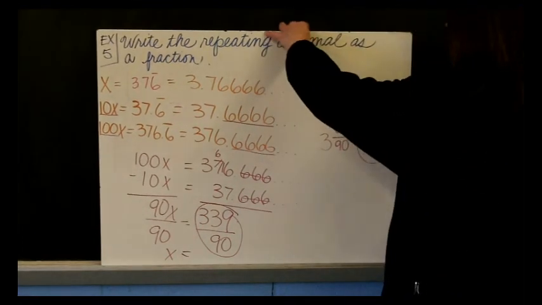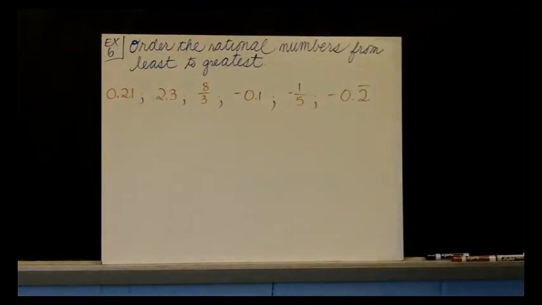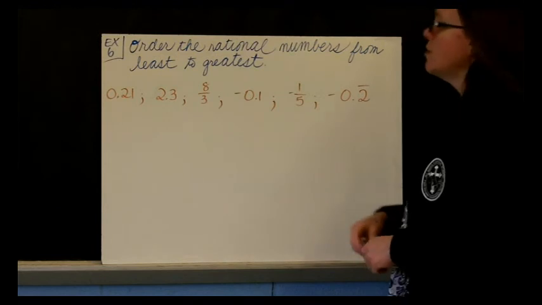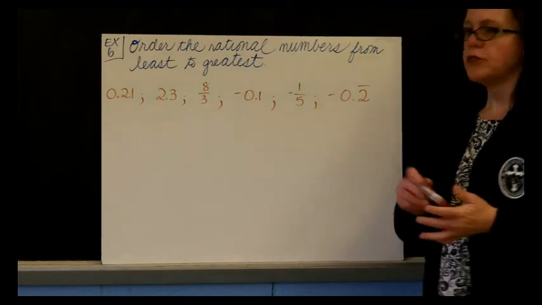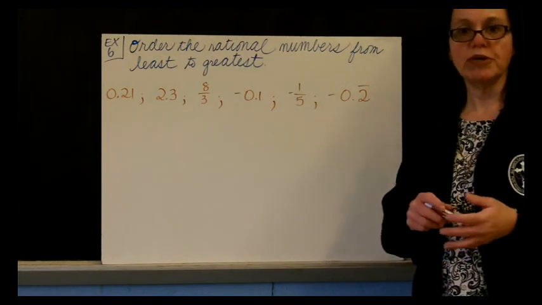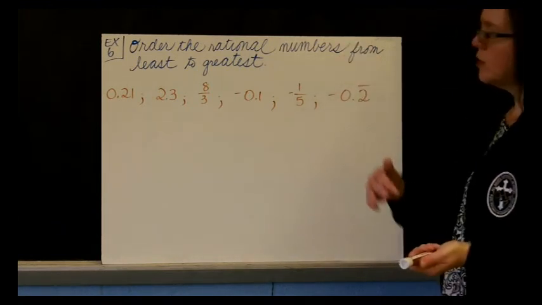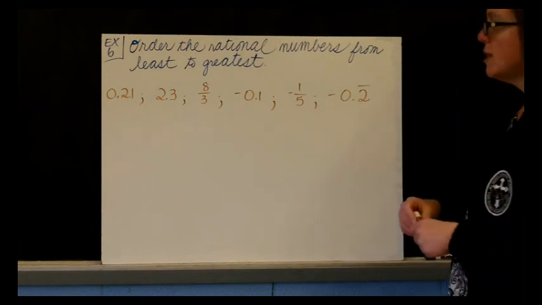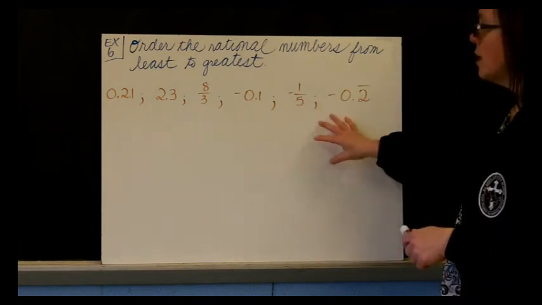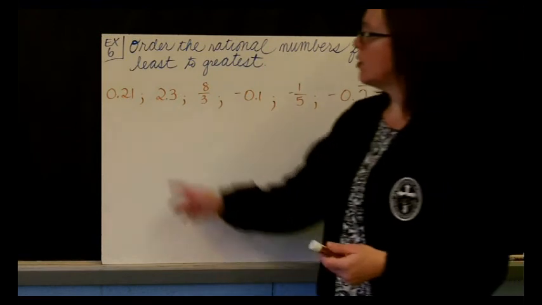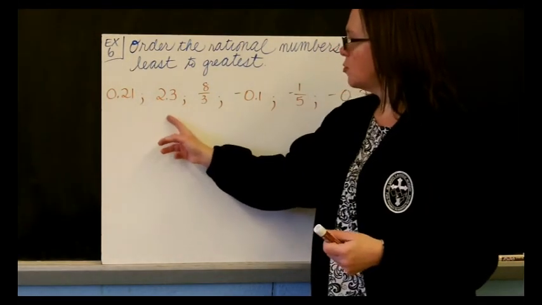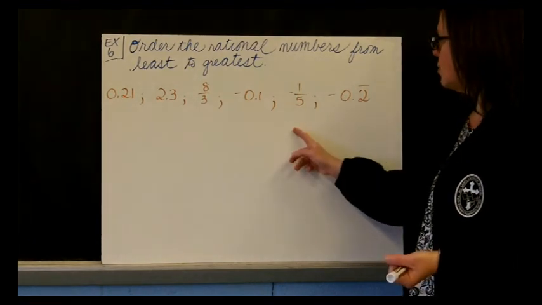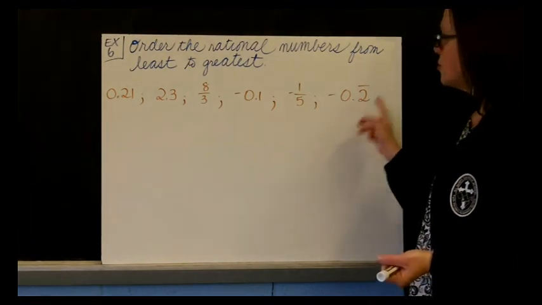And now for our last example. Now what we're going to do is combine what you know about integers and what you know about ordering decimals, and what we just learned about turning decimals to fractions and fractions to decimals, and order these 6 numbers. Here we have 0.21, 2.3, 8/3, a negative 0.1, a negative 1/5, and a negative 0.2 repeated.